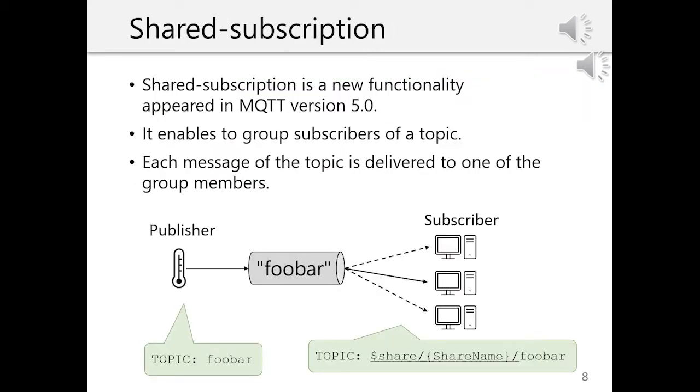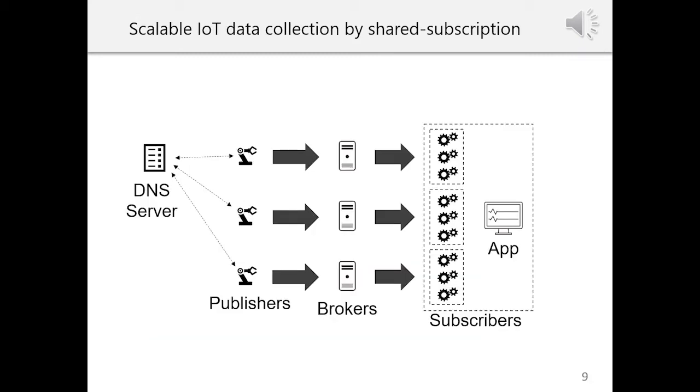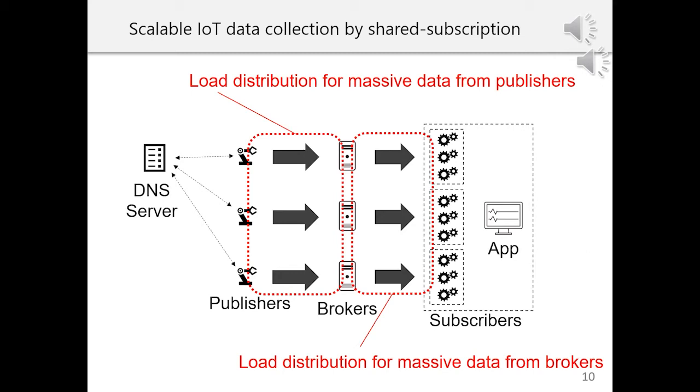Shared subscription is a new functionality that appeared in MQTT version 5. It enables grouping subscribers of a topic. Each message of that topic is delivered to one of the subscribers in the group. By using the shared subscription, each application can receive IoT data in parallel. To sum up, we obtain load distribution for massive data from publishers by using multiple brokers and DNS round-robin. Besides, we obtain load distribution for massive data from brokers by using shared subscription.